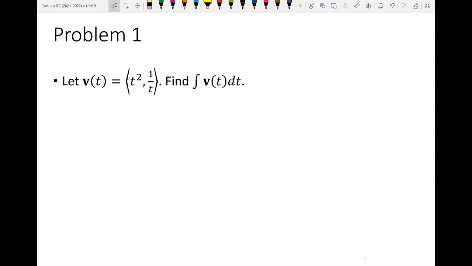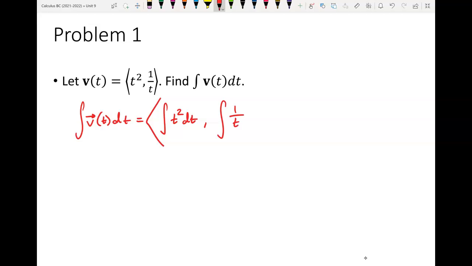All right, so let's go ahead and do this one. We are doing the integral of vector v of t dt. So that would be the integral of our x component, t squared dt, and the integral of our y component. All right, so what is the antiderivative for the x component? Someone's doing the derivative instead of the integral, right? And what do I need to add? Oh, I'm making a slight mistake there. There we go, that looks better.